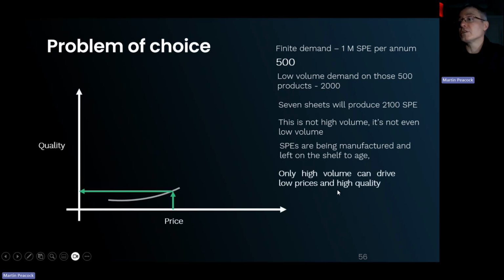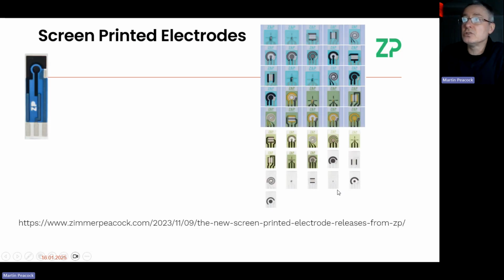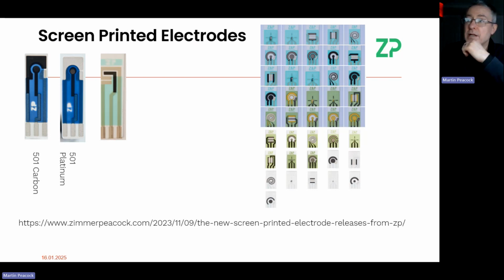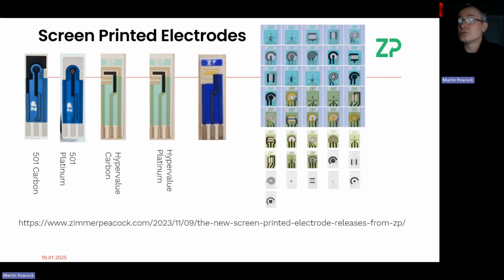So at Zimmer and Peacock, we've gone ahead and solved that problem by saying, okay, let's not have all this choice. If you want a carbon electrode, here's a carbon electrode. If you want a platinum electrode, here's a platinum electrode. Here's another flavor of carbon, here's a flavor of platinum, here's gold. These are ZP electrodes on the right-hand side, and we produce loads of configurations. But over the years, we realized we're not helping people by having all this choice, because all that's happening is they're all being produced in low volume.